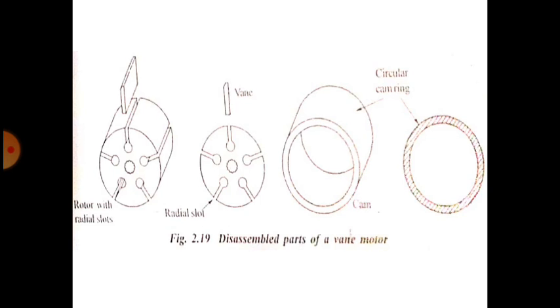So these are the disassembled parts of the vane pump. Rotor with radial slots. Here we can see the rotor with the slots in it. Radial slot, vane. So 5 slots are there, 5 vanes we can fit. And for the cam ring, we have shown a cross section of the cam ring.